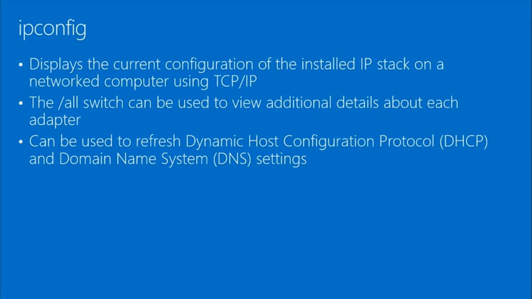ipconfig. ipconfig allows you to view the current configuration of the IP stack on your network device using TCP/IP. This command line utility has switches, one of which is /all, and this switch can be used to view additional details about each adapter. You can view information such as DHCP information, DNS, your IP address, your subnet mask. You can also use the ipconfig utility to refresh your DHCP and DNS settings.